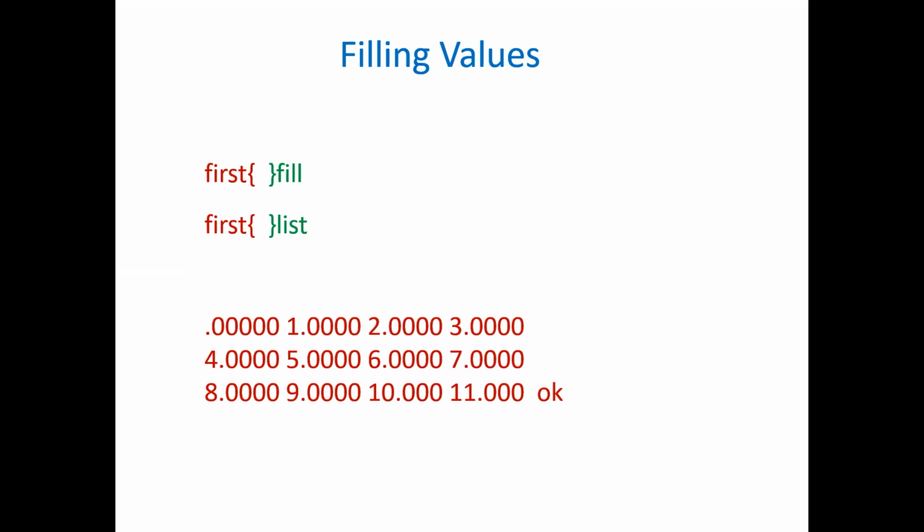To simplify setting up and testing, we can fill a matrix full of integers. So in this case, the operator that's the second row green is the right brace list. Right brace fill fills the matrix with its values 0 through 11. This is a quick setup for testing.